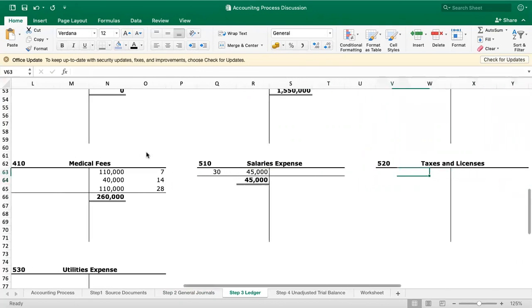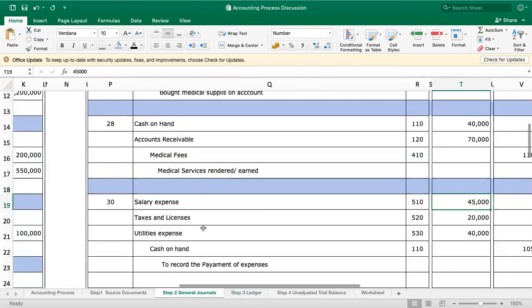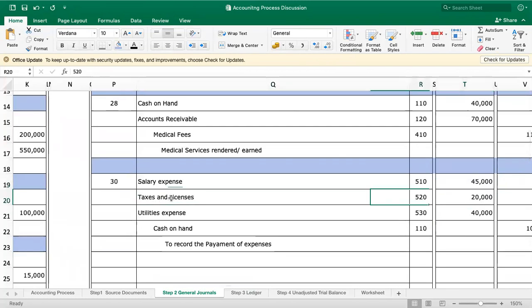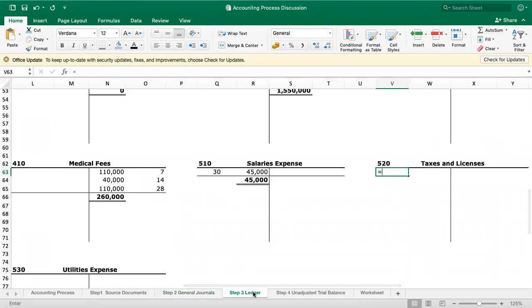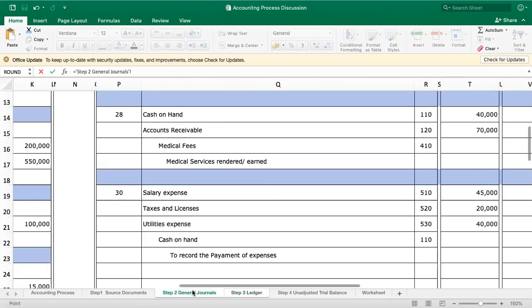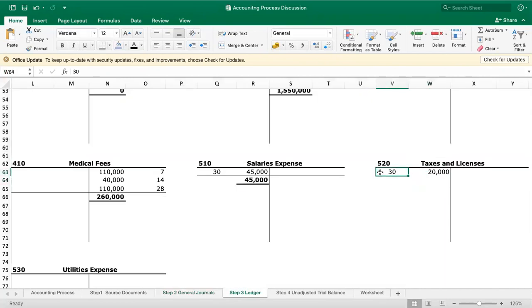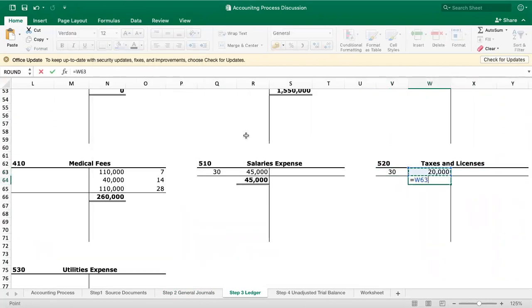How about taxes and licenses account? So let's try, I think September 30 lang din meron. You have taxes, licenses, and utilities expense, September 30 lang din. So that's 20,000 for taxes and licenses and 40,000 for your utilities. Okay, so this is September 30. Amount naka-debit yun, di ba? Naka-debit, that's 20,000. So wala nang ibang transaction. So ito na yung balance ng taxes and licenses natin.